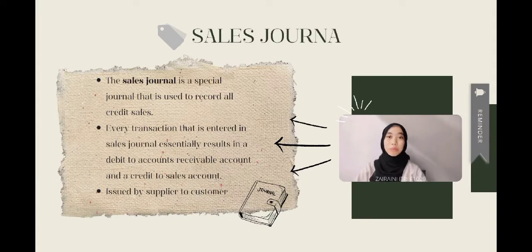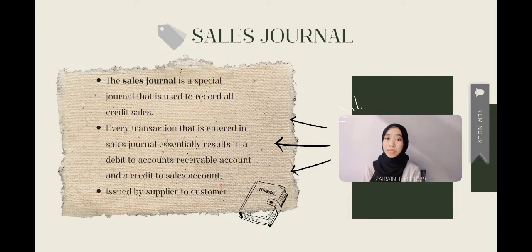Okay, so guys, I will move to the sales journal. So what is actually a sales journal? Sales journal is a special journal that is used to record all credit sales. Every transaction that is entered in the sales journal will essentially result in a debit to accounts receivable and a credit to the sales account. And then this will be issued by the supplier to the customer.